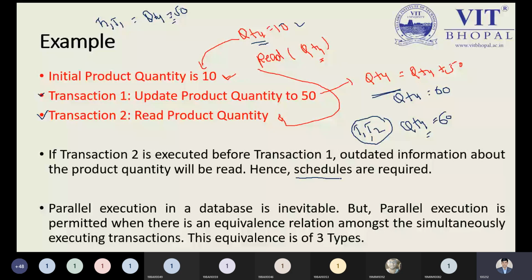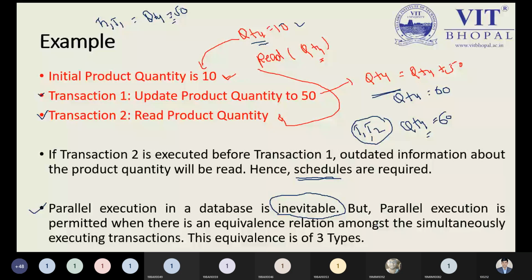So parallel execution in a database is not inevitable. This is the key point you have to keep in mind. Parallel execution in a database is not inevitable. Okay, this is the point. Parallel execution is permitted when there is an equivalence relation amongst the simultaneously executing transactions. So we can't do parallel execution freely, but it is also possible, but we need to have some equivalence relation, and that is done by the equivalence thing.